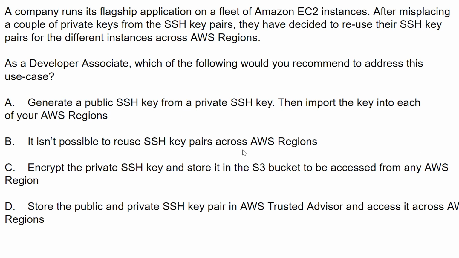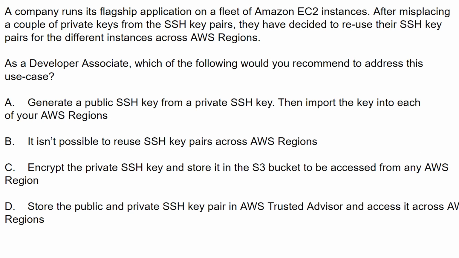A company runs its flagship application on a fleet of Amazon EC2 instances. After misplacing a couple of private keys from the SSH key pairs, they have decided to reuse their SSH key pairs for the different instances across AWS regions. As a developer associate, which of the following would you recommend to address this use case? A, generate a public SSH key from a private SSH key, then import the key into each one of your AWS regions.